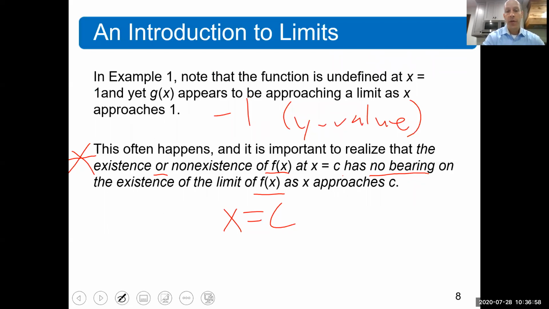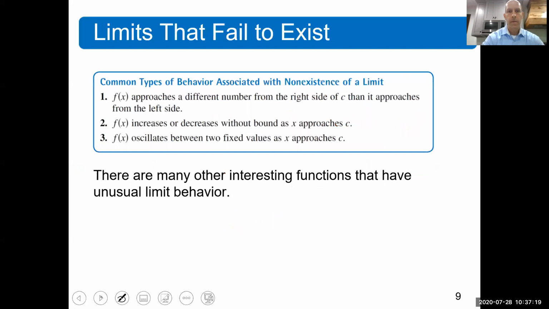If you go back to that example I did initially where I said that f of x was equal to x, well, at x equals 2, the function existed there, and its output was 2. But on the second example, when we did g of x, g of 1 did not exist, but it did have a limit there.